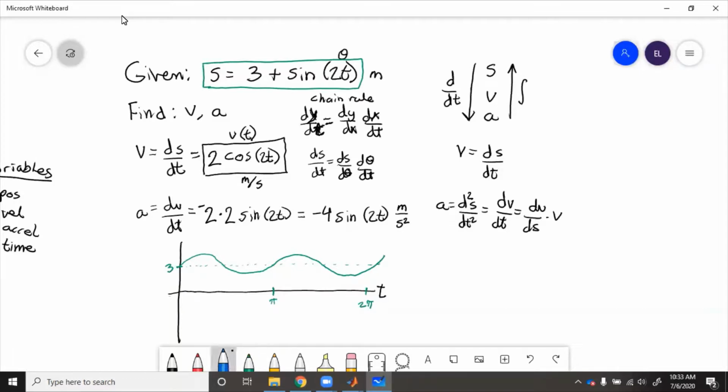Now velocity, it's a cosine function, and its amplitude is 2. So let's say this is 2. So this one is going to start at the top and end at the top, and it will cross underneath the axis. So that's velocity.